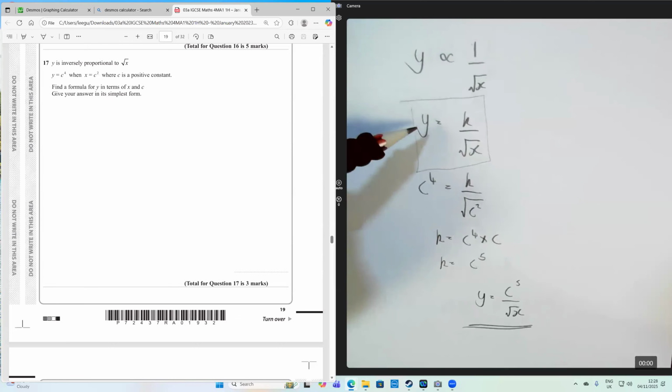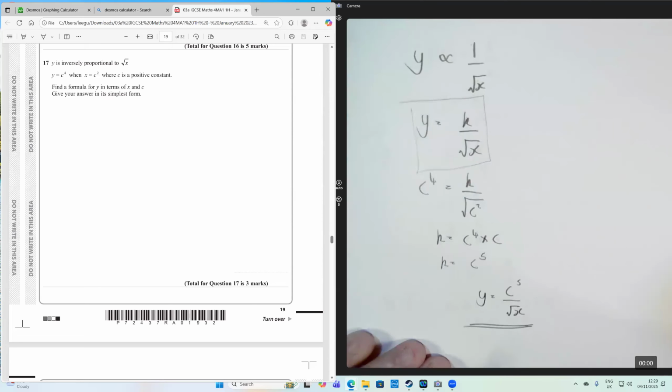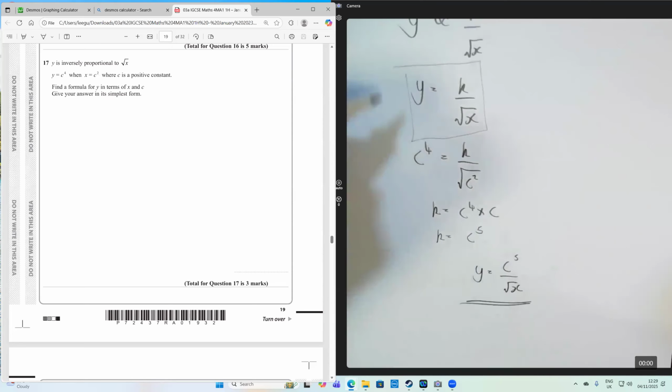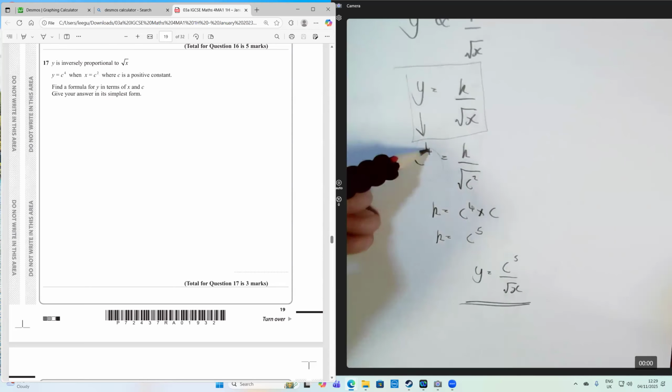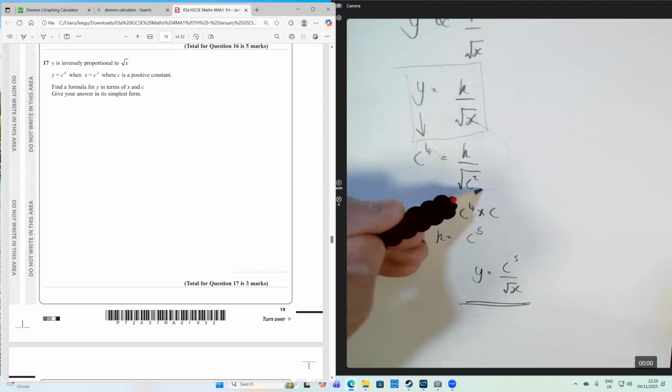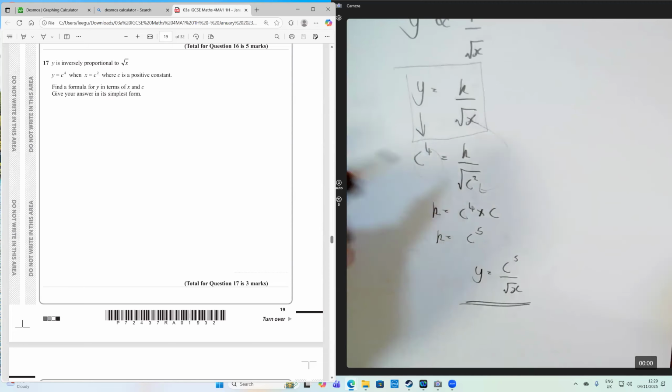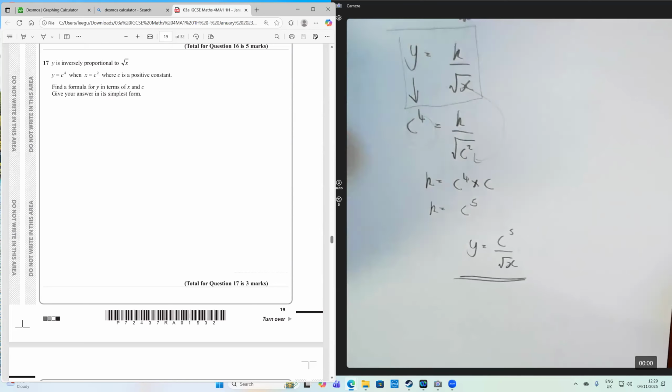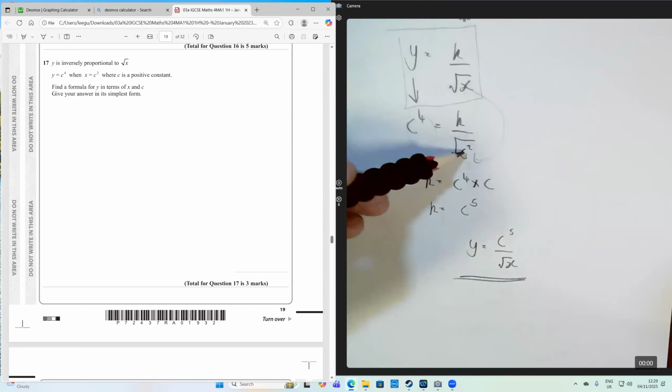Now they're doing something a little bit weird here. They're telling us that when y is equal to c to the power 4, x is equal to c squared. Find a formula for y in terms of x and c. So we really ought to sub in the y and x that they give us. So y is c to the 4 and x is c squared. So all I've done is sub in the information from the question. Now the square root of c squared is just c, and then I'm rearranging this to find out what k is by timesing both sides by that c.